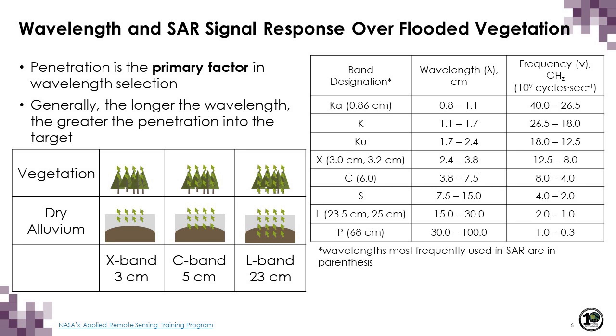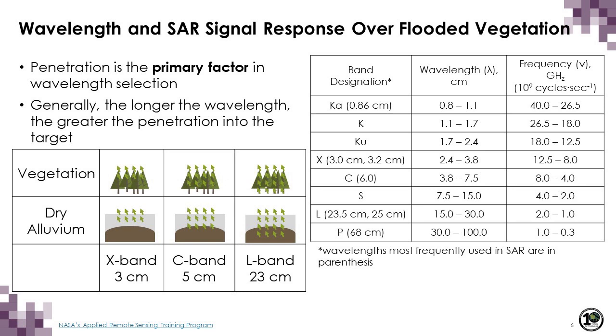The satellite parameters that influence the SAR signal response are wavelength, polarization, and incidence angle. I'll start with wavelength. Generally, the longer the wavelength, the greater the capability of the SAR signal to penetrate through the vegetation canopy all the way to the surface.